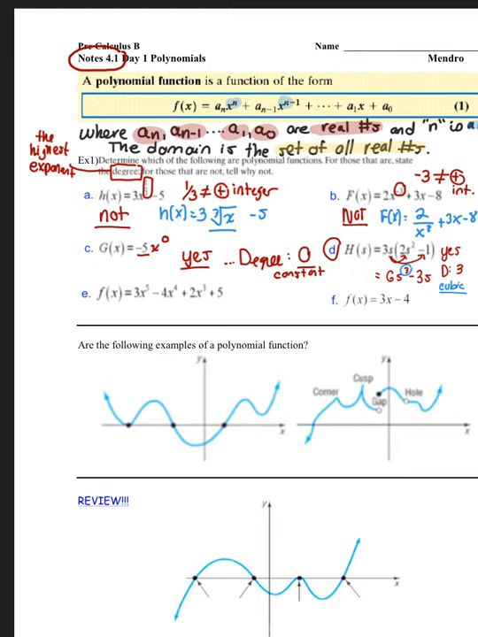Okay, as we look at the next two examples, E and F, I would like you to try to answer the questions. Is this a polynomial function? And if so, what is the degree of the function?